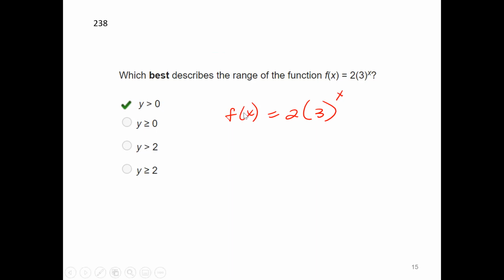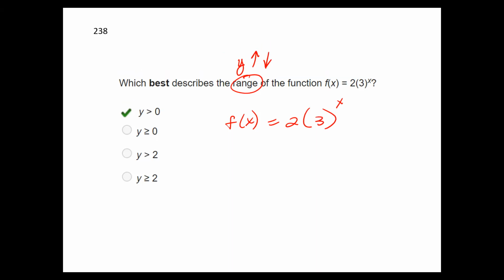So then we gotta graph this. It's asking you for the range, and the range just means the y values, like how far up does it go and how far down does it go. So to do that, we're gonna have to do Desmos. So let's go to Desmos right here, and I'll graph it, and you guys just take a look at it.